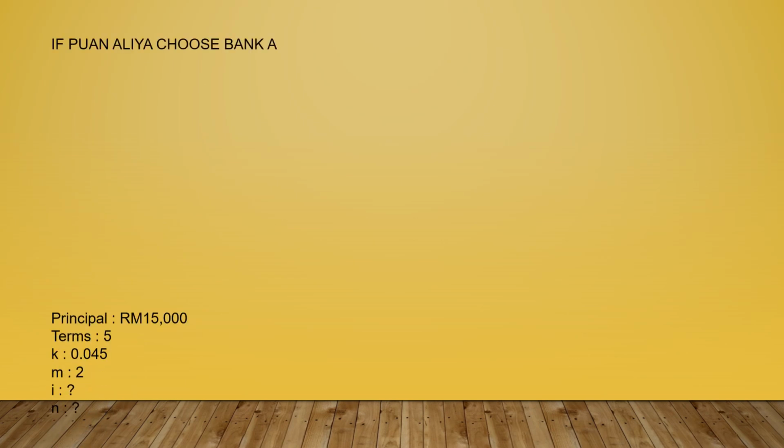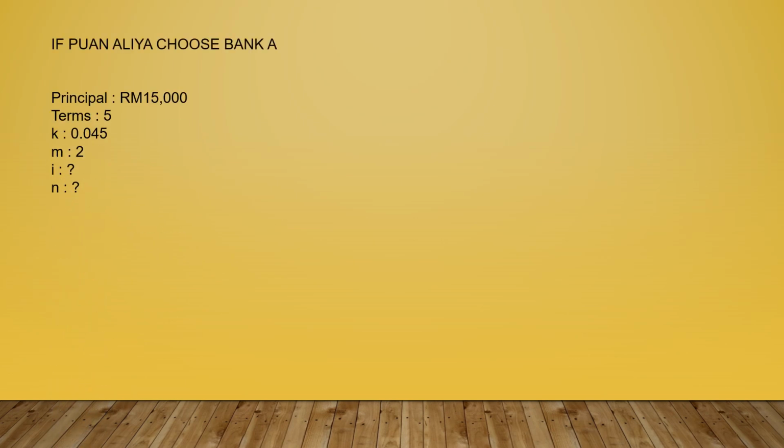This is for Bank A. Principal 15,000. Terms 5 years. K rate 0.045. M is 2. I is the interest rate, and N is the number of interest periods we need to calculate. To calculate I using this formula, I equals K divided by M, then you will get I equals 0.0225. To calculate N using this formula, N equals M times T, then you will get N equals 10.